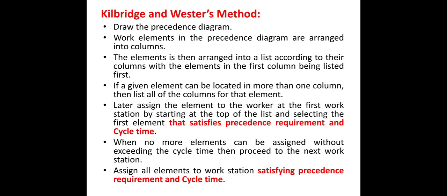In Kilbridge and Wester's method, the first step is to draw the precedence diagram. Once the precedence diagram is drawn, the work elements are arranged into columns. Later, the elements are arranged into a list according to their columns, with the elements in the first column being listed first. It is similar to the procedure of largest candidate rule, where we arranged the elements according to the descending order of the element times.